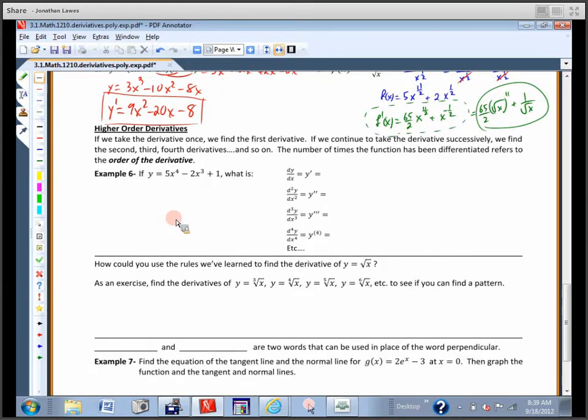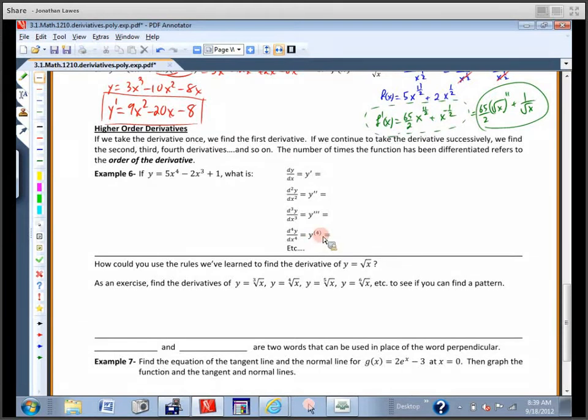So let's take a look at something called higher order derivatives. We mentioned these the other day, so I want to be a little bit more clear and give you some quick examples to show that finding the derivative of the derivative of the derivative, finding the derivative multiple times, doesn't always have to be difficult like it was in the last section. It can be pretty easy once you know these rules.